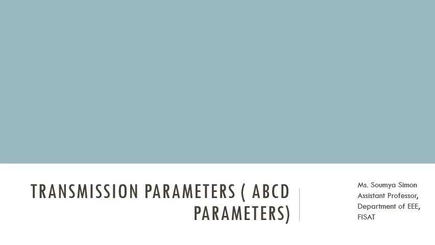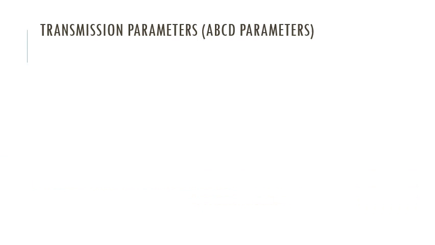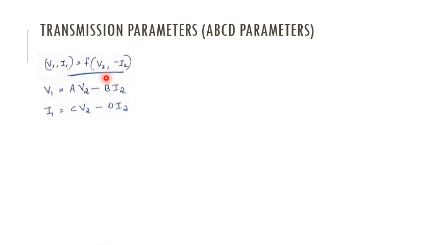This video is regarding transmission parameters or ABCD parameters. Here, the input port voltage and current, that is V1 and I1, are expressed as functions of output port parameters, output port voltage V2 and current minus I2. So, in ABCD parameters, V1 and I1 are expressed as functions of V2 and minus I2.